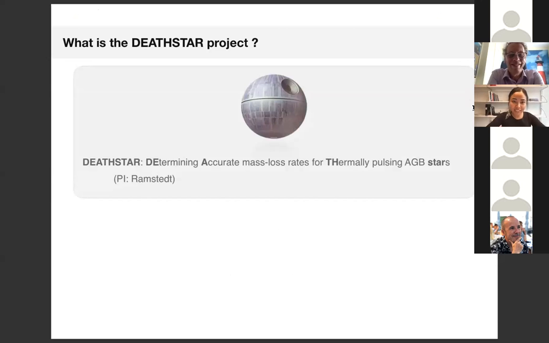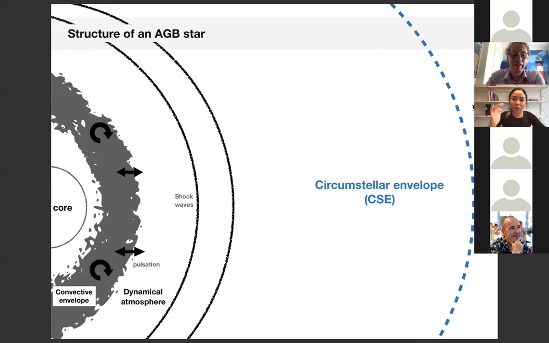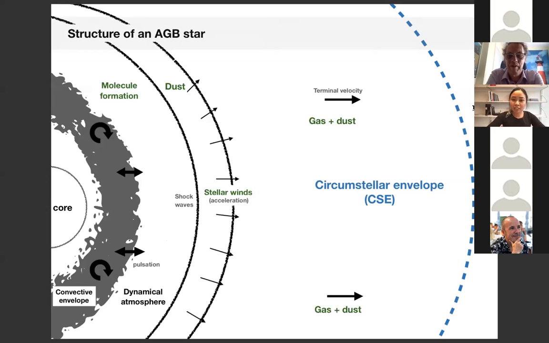So in this context, DEATHSTAR is short for Determining Accurate Mass Loss Rate for Thermally Pulsing AGB Stars. As this name indicates, the main goal of the DEATHSTAR project is to improve the accuracy of the mass loss rate estimates for AGB stars, and this is done by using CO line emission from the circumstellar envelope of AGB stars. So the circumstellar envelope is the outermost envelope of an AGB star. It is an expanding envelope with a rather constant terminal velocity, and it is mostly made of gas and dust that were ejected by the stellar winds of the AGB star.